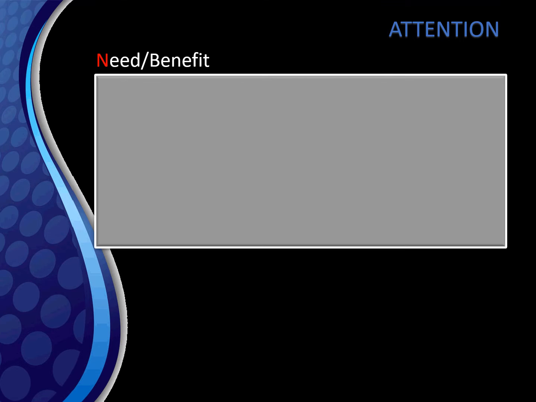The N, which is the last part of the attention section, stands for need, and another word for need is benefit. So in other words, you've got to be able to explain to the person how they will benefit if they are able to do this task correctly. Now, let's have a look at some of the words that you can use.